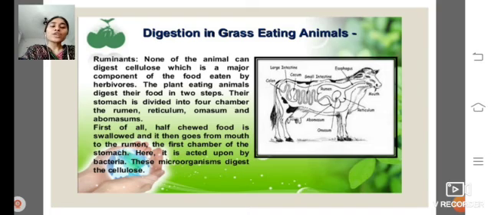Firstly, whatever food they eat enters the rumen, and from the rumen the food enters the reticulum. Now from the reticulum, the partially chewed food enters the mouth again and comes back into the mouth. That food is known as cud. The process of chewing this cud is known as rumination. That's why these animals are known as ruminants.